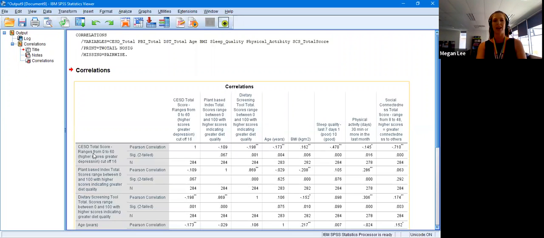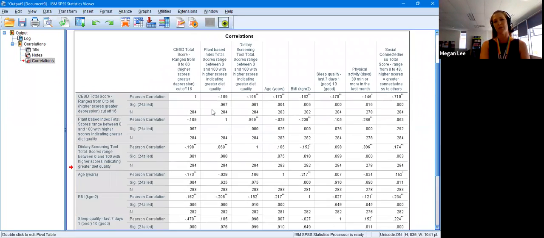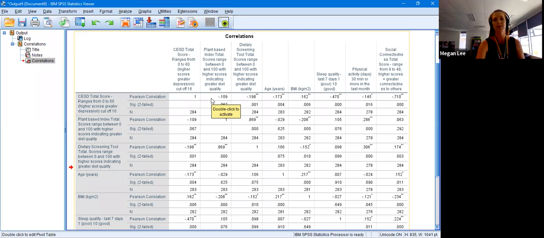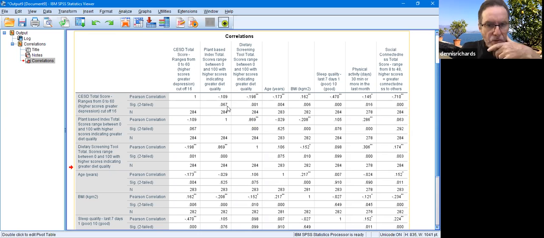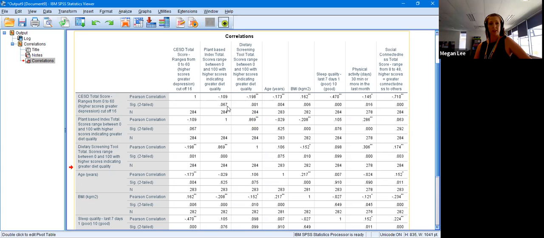So let's have a look at depression and the plant-based index. Now, this is the one where we changed the scores around for the vegans and the vegetarians. So the correlation between depression and the plant-based index, which is diet quality, is negative 0.10. Now that's a weak correlation. And if you have a look at the p-value, what's the p-value there? Not significant, 0.67. That's right, so it's not significant. So there's no relationship between diet quality in the plant-based index and depression.